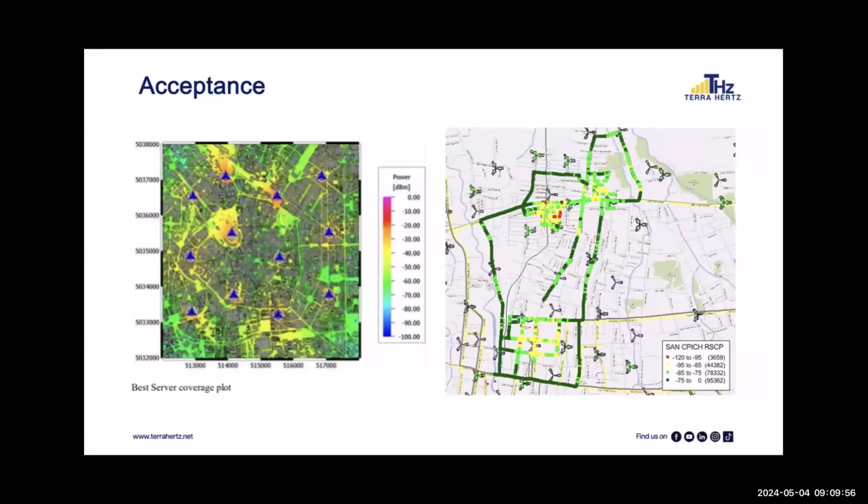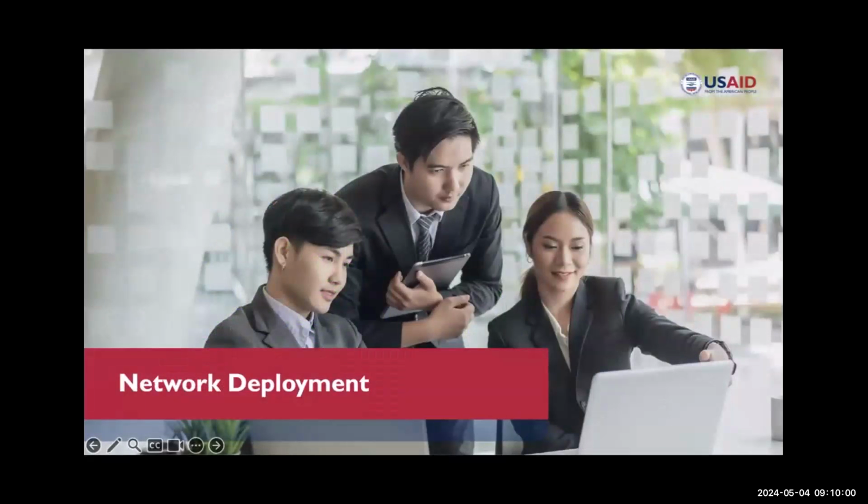Now we move to the network deployment. This is the last part. So how do we deploy? We already understand the architecture and the deployment type, and we know the different processes in radio network planning and design. So now the question is, how do we deploy? What are the different deployment types for implementing?